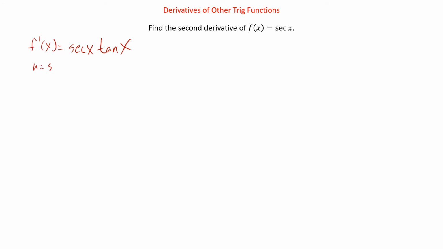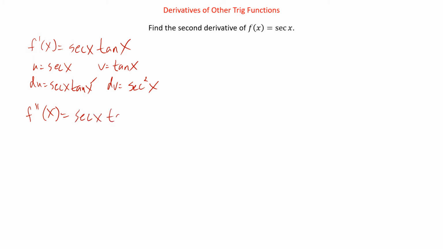So let's have u equal secant x, v equal tangent x. So du, the derivative of secant, is secant x tangent x. The derivative of v is secant squared x. So our second derivative now, we're going to have this times this. That's going to be secant x times tangent squared x, plus that times that, secant cubed x. And there we go.